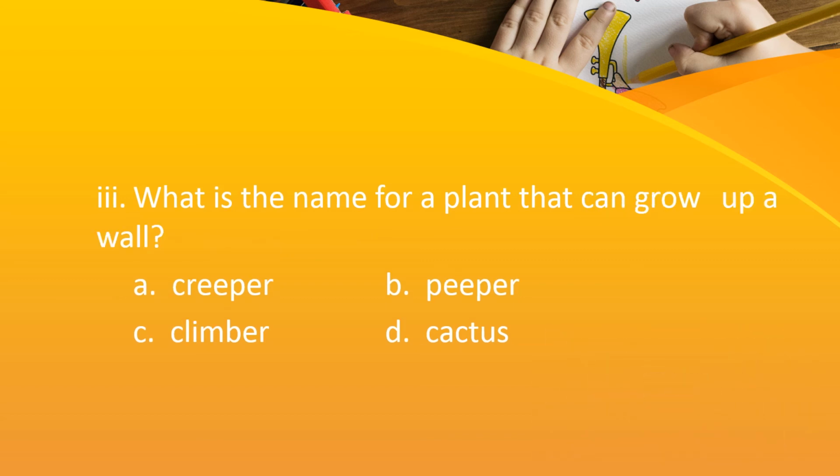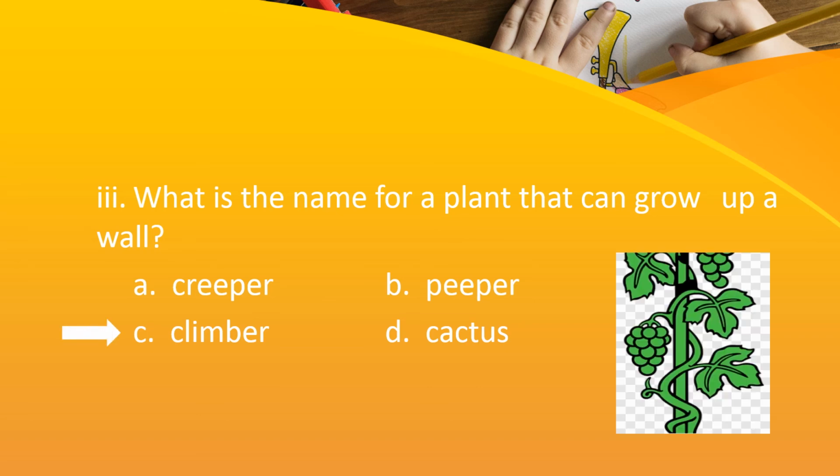Question number 3. What is the name for a plant that can grow up a wall? Options are creeper, peeper, climber, cactus. And the right answer is climber. The climber can grow up a wall.